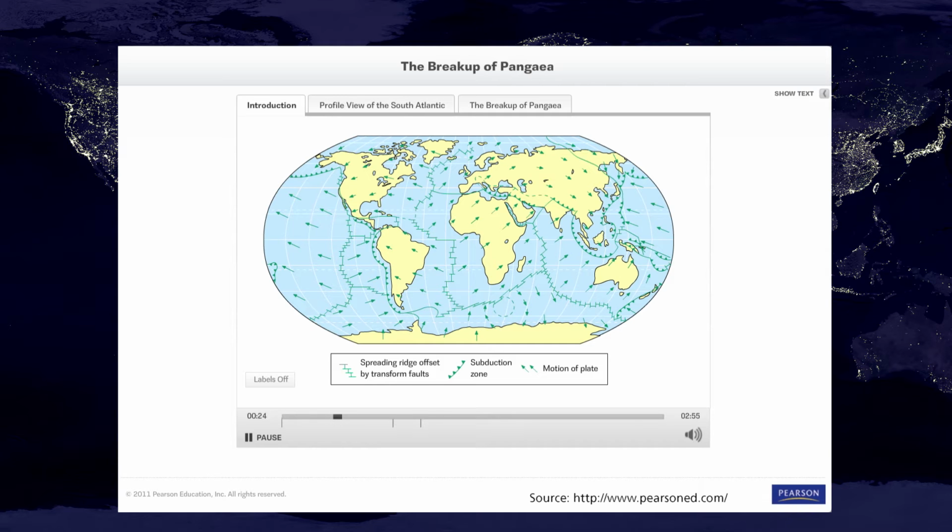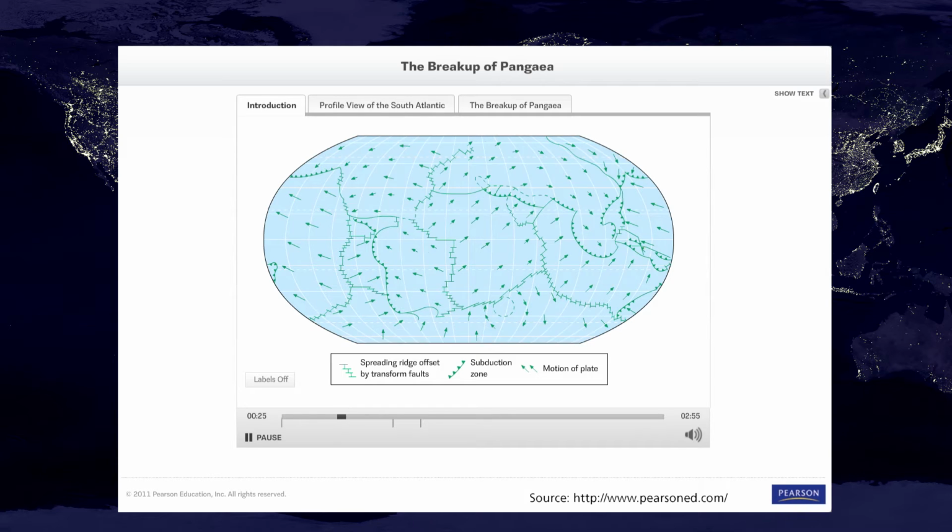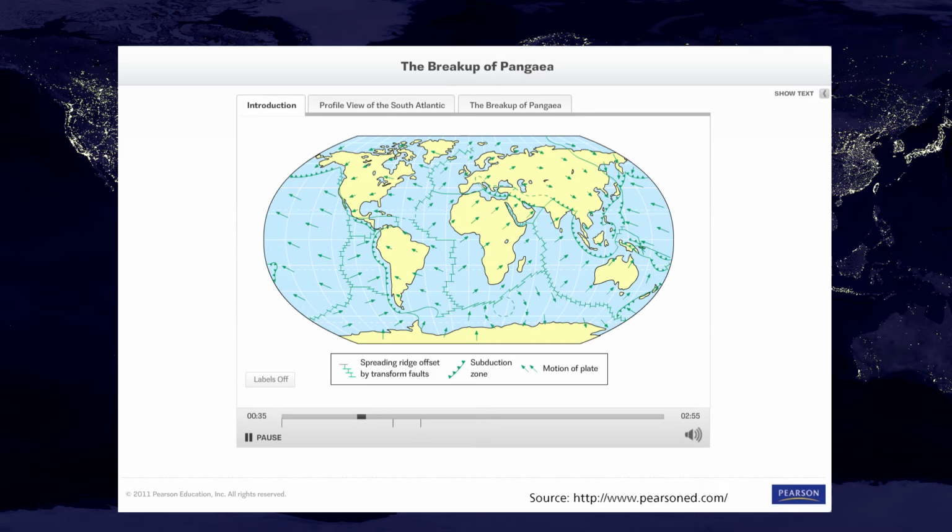Also notice that most plate boundaries, shown by green lines, do not follow the edges of continents. Green arrows indicate the general direction of the plate movement. Plates are moving away from each other at mid-ocean ridge spreading centers, colliding at subduction zones or continental collision zones, and sliding past each other along transform faults.